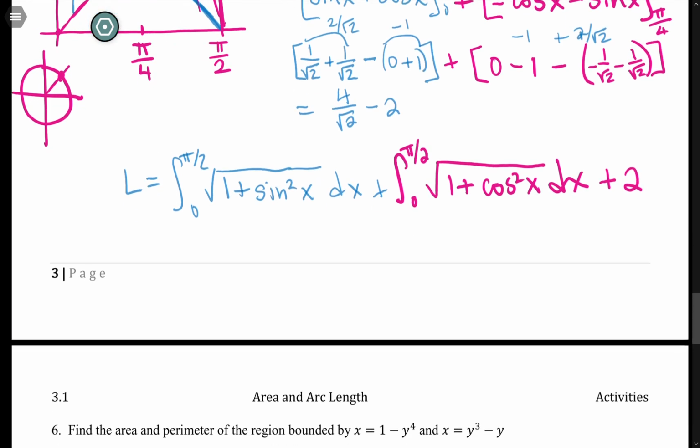And this time I did plan ahead a little better, and I already plugged the integrals into my calculator, and I got 3.82 plus 2, so total perimeter is about 5.82.